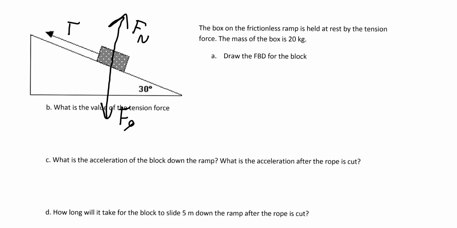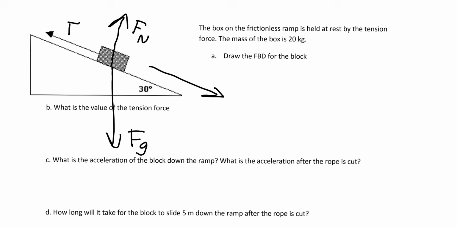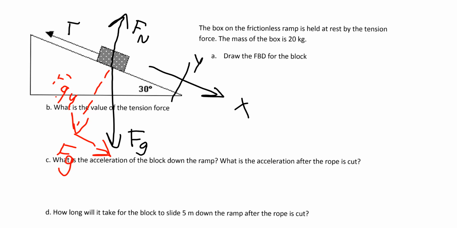Now what I need to do here is break gravity down into components, because we said going down the ramp, that's my x-axis, and then perpendicular to the ramp, that's my y-axis. So gravity is broken up into force of gravity in the y, and this is force of gravity in the x. Okay. So that's my free body diagram.